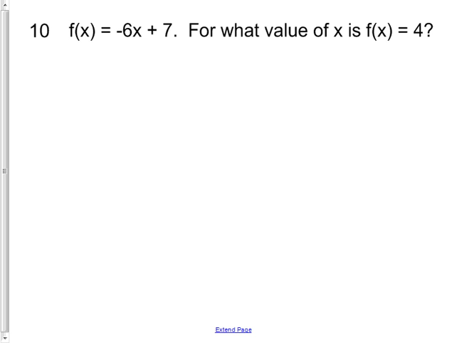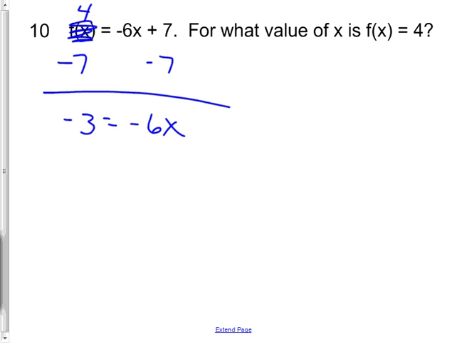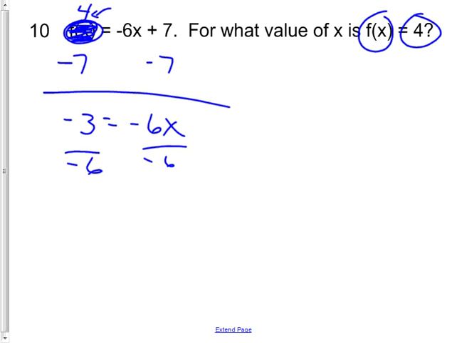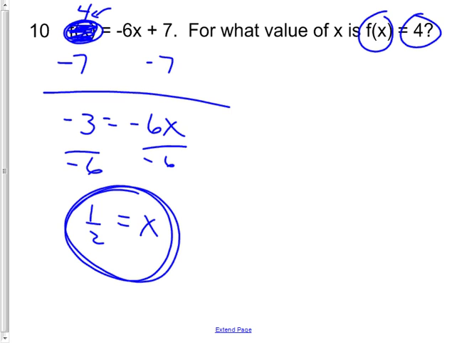All right. This one's a little trickier because it's one of those where you have to think. Yeah, I know. I hate that. On this one, they told us f of x was 4. They didn't tell us x, they told us y. So we put a 4 there. Makes sense to me. Then we subtract 7 from both sides, and we have -3 equals -6x. Divide by -6, divide by -6. And 3 over 6 is 1/2. X equals 1/2. Raise your hand if you follow that. Do you get what we did there?